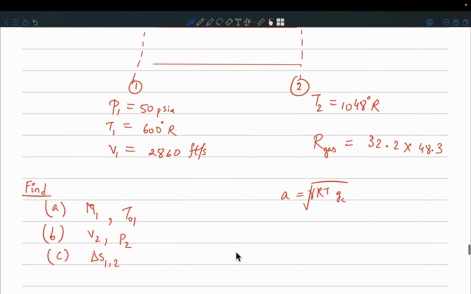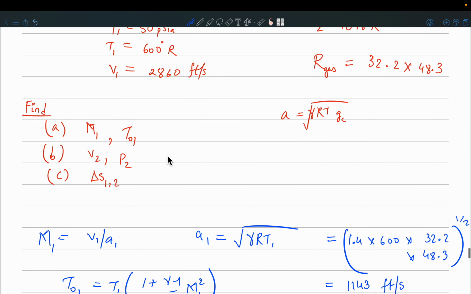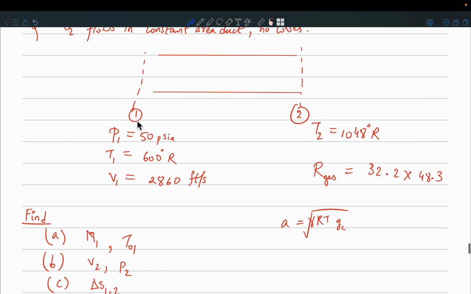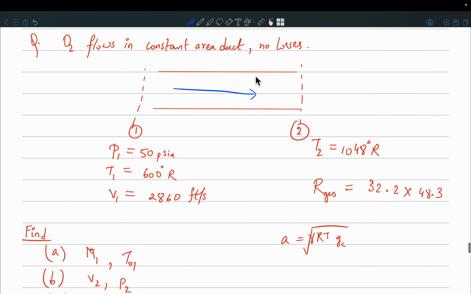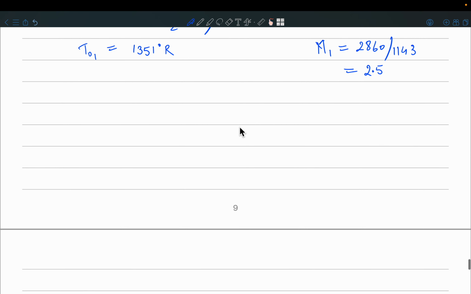Okay, so what will you do next? We have to find V2 and P2. So now we know the Mach number at 1. We know the stagnation temperature. Fine. What is the main property of the flow between 1 and 2? It is isentropy. There are no losses. So how will you proceed? And it is a constant area term. Mass flow rate equation. Okay, so what will you write? Continuity equation.